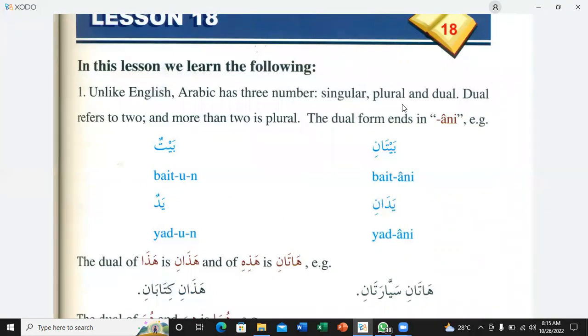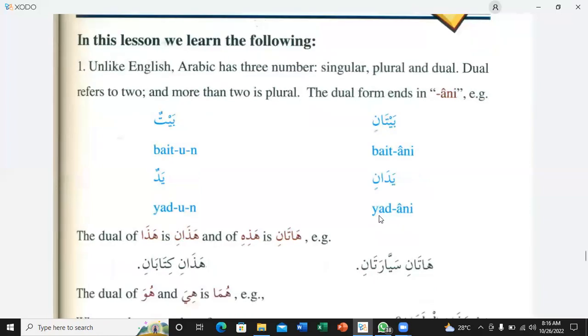Number one, unlike English, Arabic has three numbers: singular, plural, and dual. That means wahid, jama, and tasniya. Dual refers to two, and more than two is plural. The dual form ends in ani. For example, baitun is wahid, singular, meaning house. In dual form, baitani, meaning two houses. Yadun, hand, singular, and in dual form, yadani, two hands.